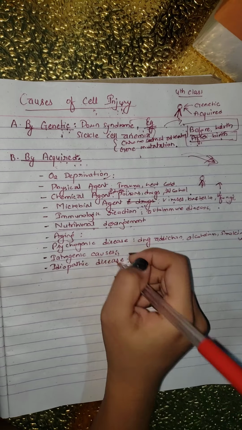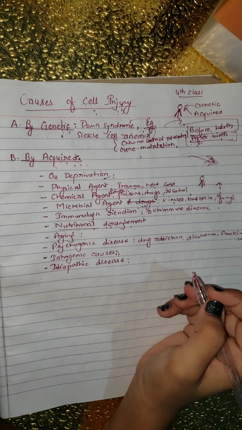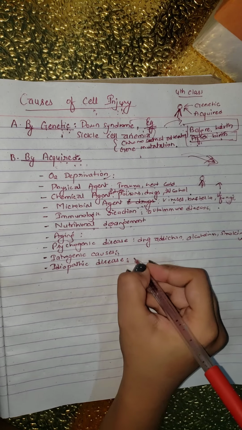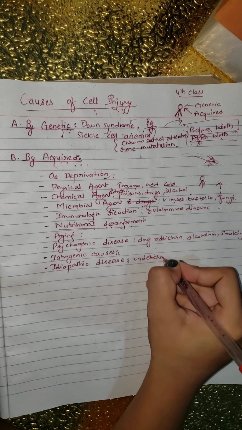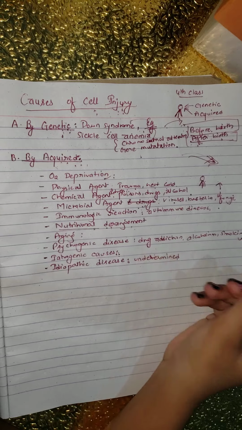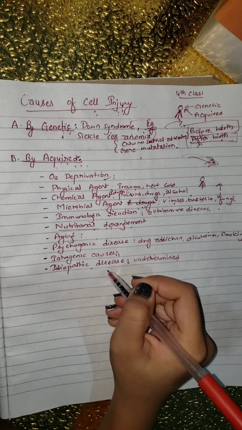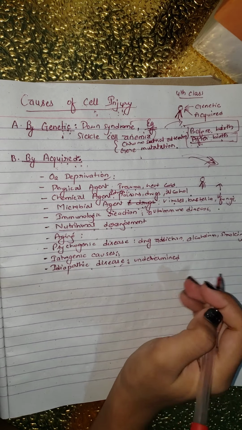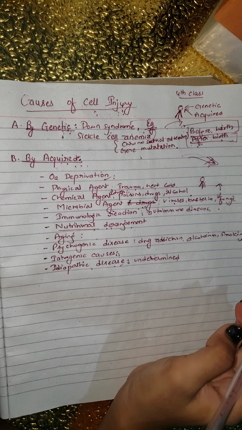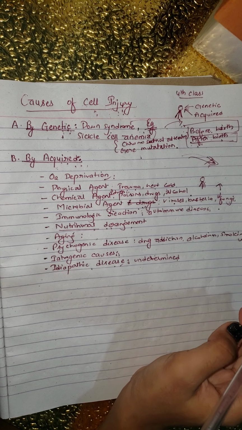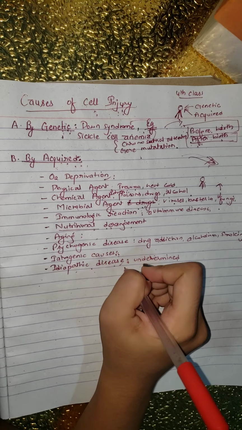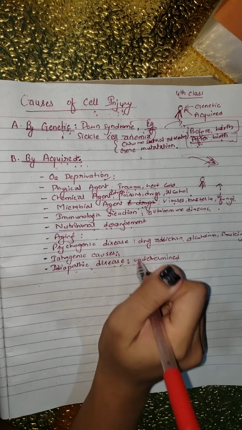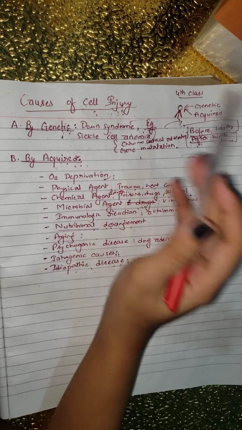What is idiopathic cause? Idiopathic cause means those causes which are undetermined, which we don't know. The exact etiology is not completely known, so these causes come under idiopathic diseases. These kinds of diseases also cause injury to the cell.